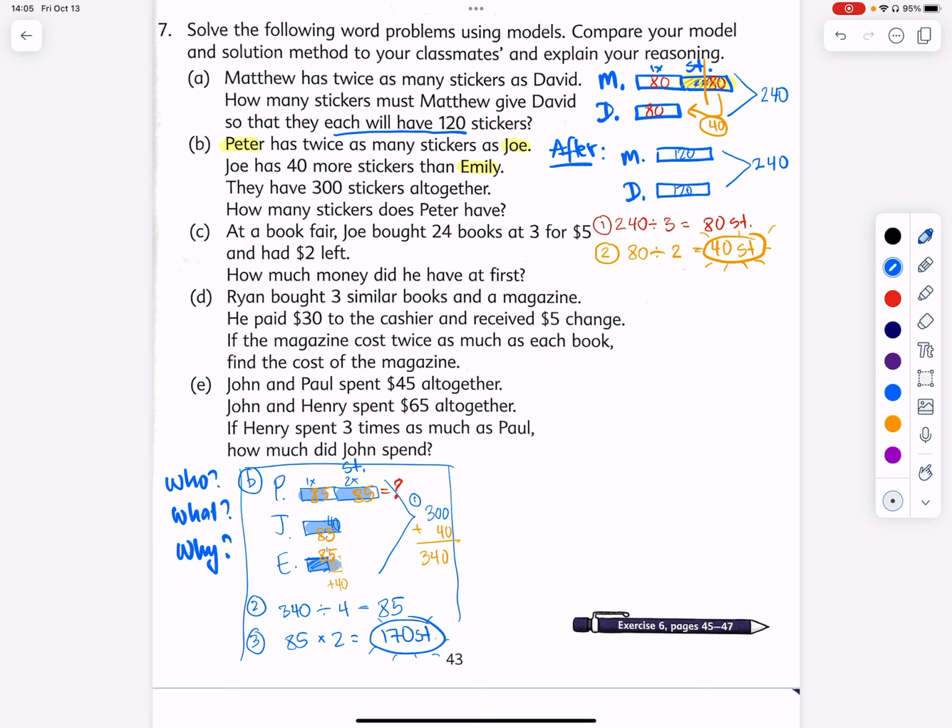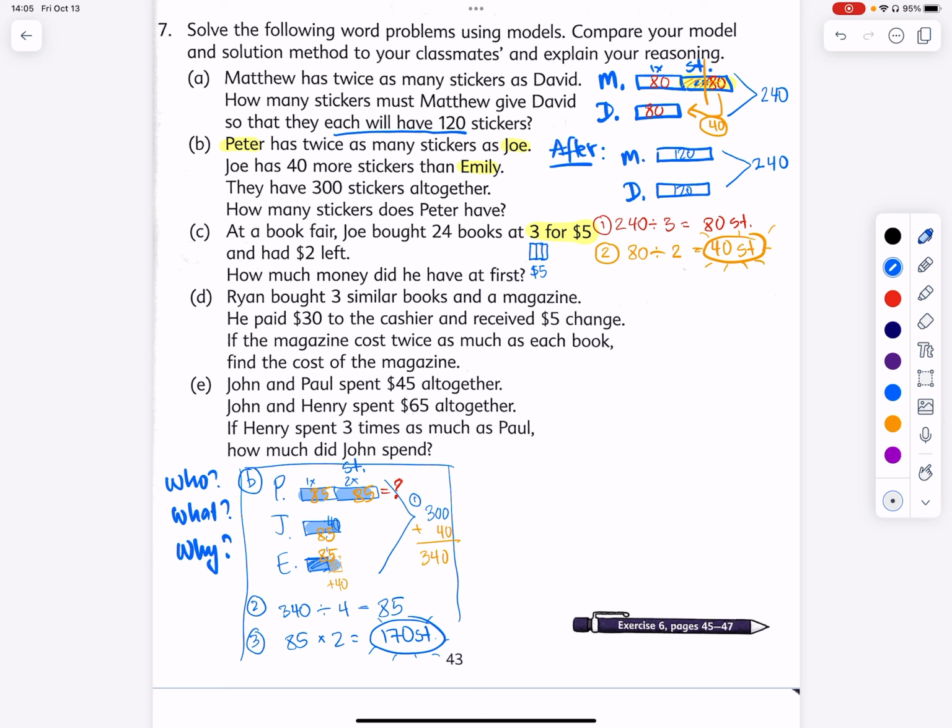Now, let's continue. At a book fair, Joe bought 24 books at 3 for $5, and he had $2 left. This language is very common when we talk about sales. My friends, that means he had a bundle of 3 books, and it cost $5, okay? That's what 3 for $5 truly means.